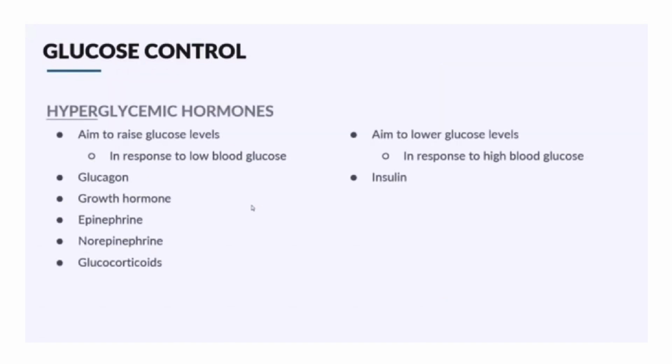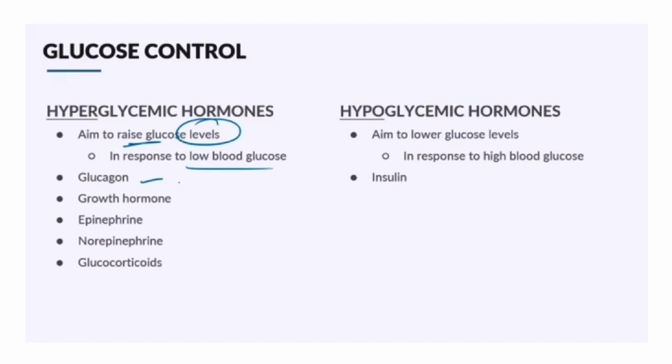The hormones are really important for glucose control. Our bodies have to respond in a particular way to these levels of glucose. When someone has low glucose, the body responds by releasing hormones to raise the glucose. If the glucose levels are too high, the body will release hormones to counteract that. So if we look at hyperglycemic hormones, these are the ones that aim to raise glucose levels in the blood, and this is a response to low blood glucose. These are things like glucagon, growth hormone, epinephrine, norepinephrine, and glucocorticoids.